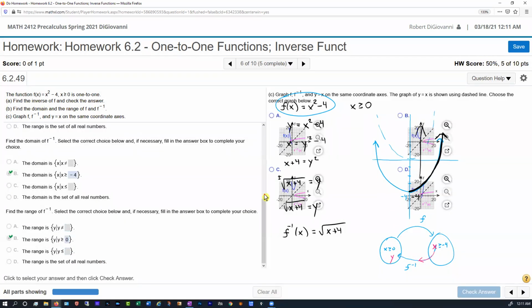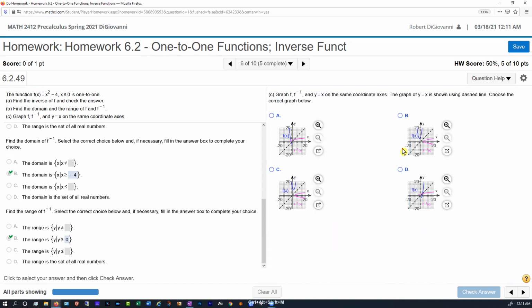And I think now they want the graph, right? So I already have the graph up here. I'm not going to be able to move that. Okay, I'll just clear it. So which one is this? I think it looks like this one here.